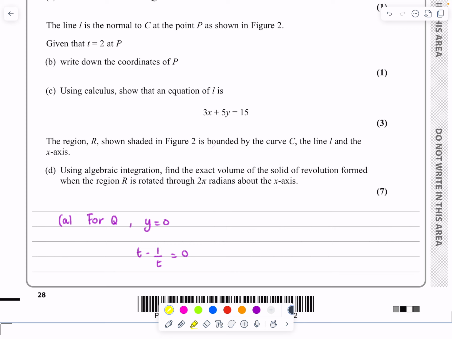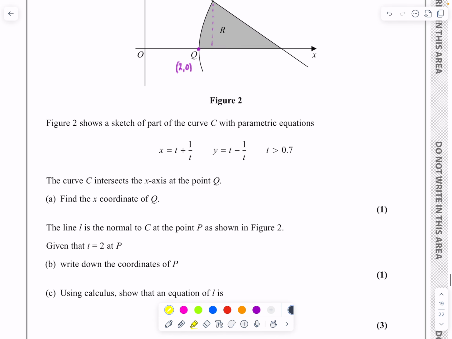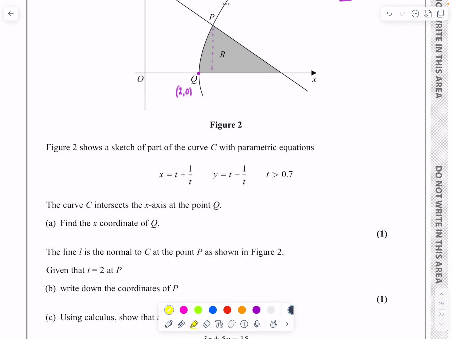So part D is to try and work out region R shaded in figure 2 below, bounded by the curve and the line. What we're actually going to get is that this is now going to be rotated about the x-axis, and if I drop that down there, we're going to get this shape here rotated round. What I've got to do is find the volume of revolution of this when it is rotated about the x-axis.